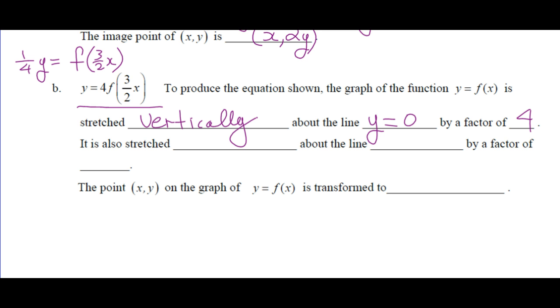It is also stretched horizontally about the line, okay, which is the y-axis, by a factor of, drum roll, this is it, you get this right. Just write it down in pencil.